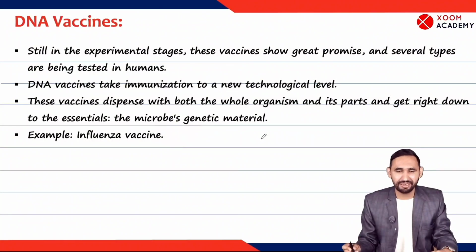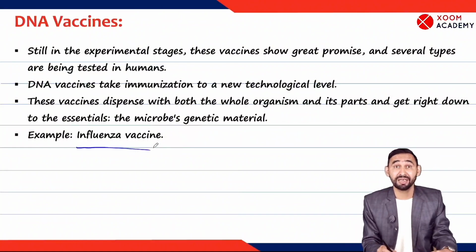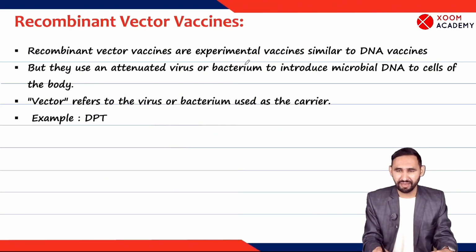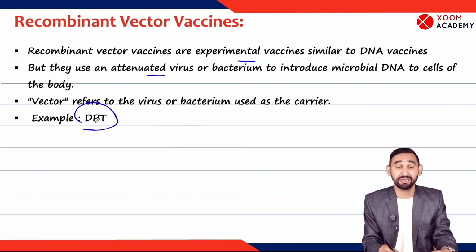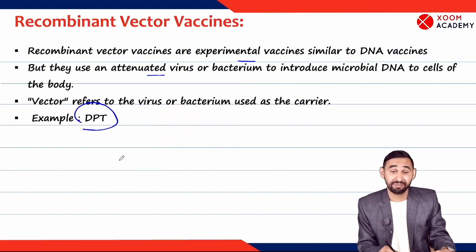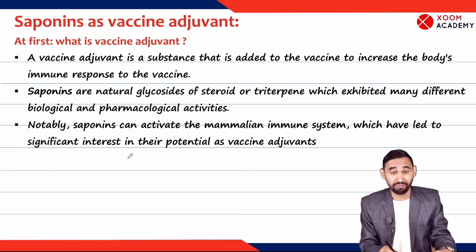The clinical trials are still being done for DNA vaccines because they will provide the best immunity. Influenza vaccine. This is a DNA vaccine. Recombinant vector vaccines are experimental vaccines similar to DNA vaccines, but they are attenuated vaccines. Like the DPT vaccine is a recombinant vaccine. The diphtheria, pertussis, and tetanus vaccine is a recombinant vaccine. You have to remember this.